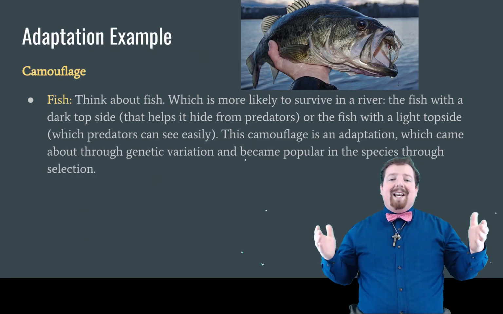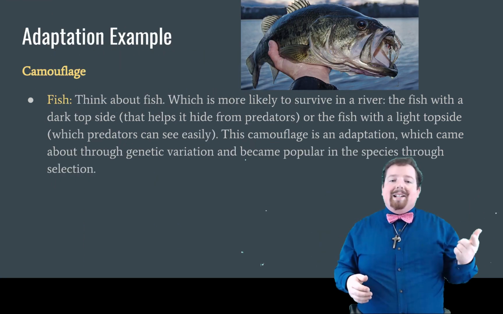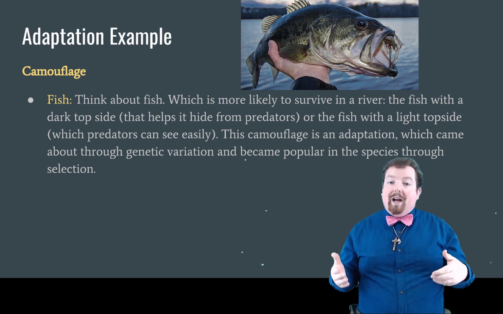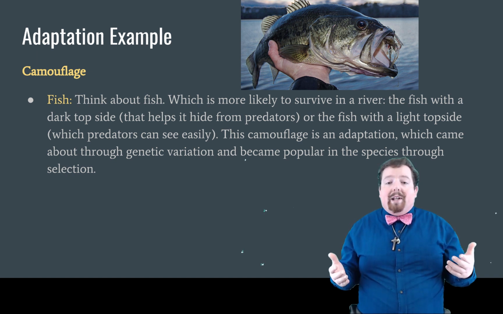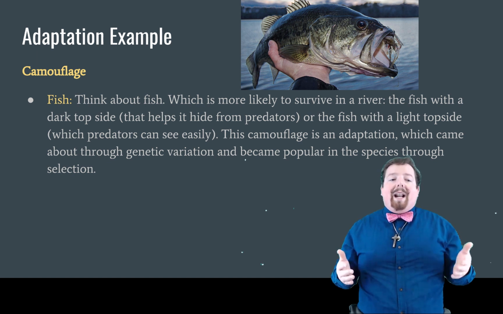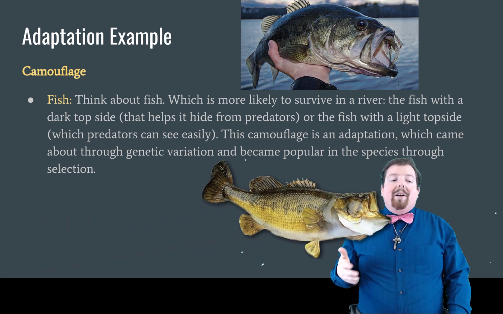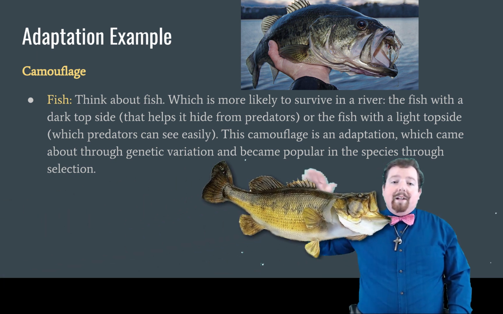Finally, let's look at an example of adaptation. You've already seen an example of this with the jaguars, as their large jaw helped them to survive. In that case, the large jaw would be considered an adaptation. Another common adaptation that we see is camouflage. So if you think about a fish that lives in a river or a pond, you might notice that the top side of the fish is a bit darker than the bottom side of the fish.